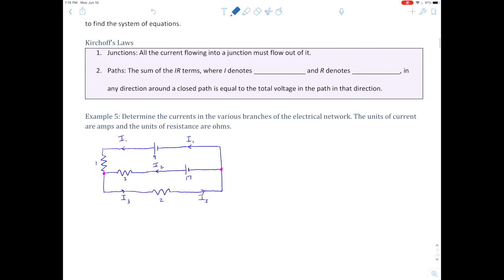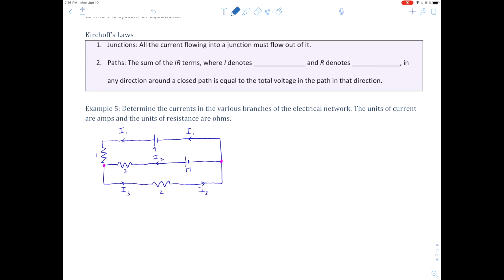the system of equations. So Kirchhoff's laws basically say that, number one, for junctions, all the current that flows into a junction must flow out, and for paths, the sum of all the IR terms, where I denotes current and R denotes resistance, in any direction around a closed path is equal to the total voltage in the path in that direction.